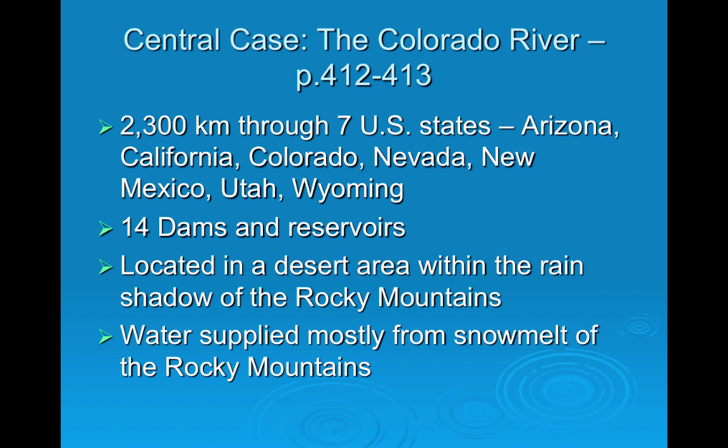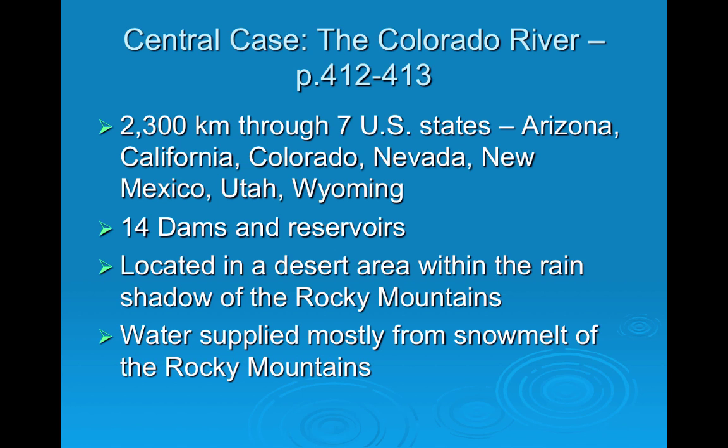Alright, the very first part of this chapter is the central case, and it is about the Colorado River. This is a very long river that cuts through 7 states: Arizona, California, Colorado, Nevada, New Mexico, Utah, and Wyoming. I'm going to put up a map here in just a second. It is a massive water source for all of the states in this particular region of the U.S.